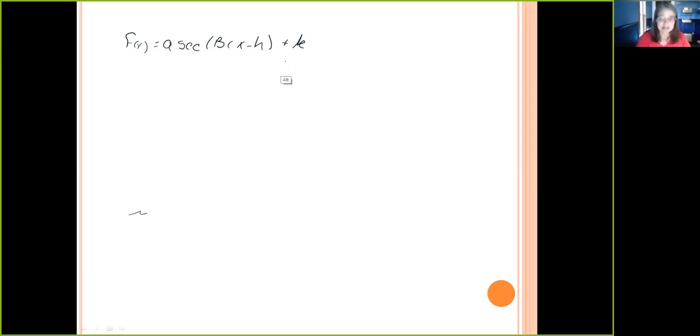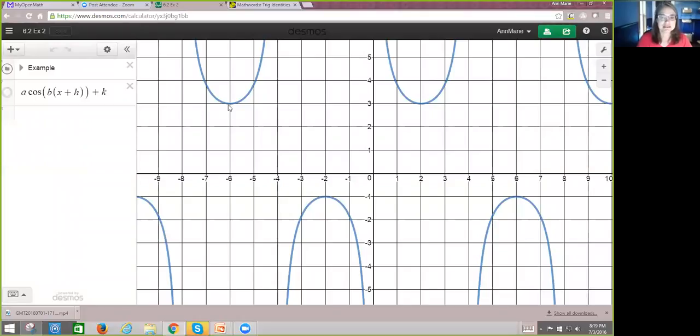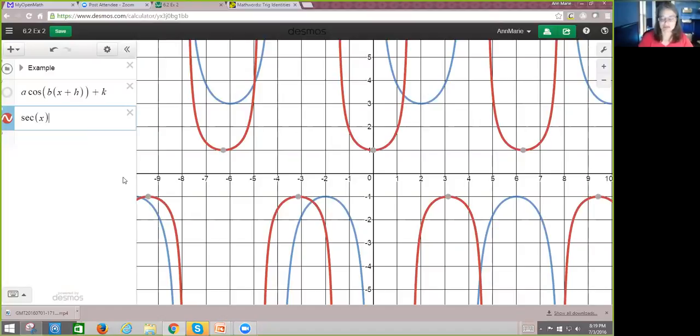Let's start with my midline. Where's the midline? Well, this thing bounces between -1 and 3. We would expect my secant function to bounce between -1 and 1. So I just put a red version of secant on here for us to work with. So in order to make my secant bounce between -1 and 3, two things have to happen.